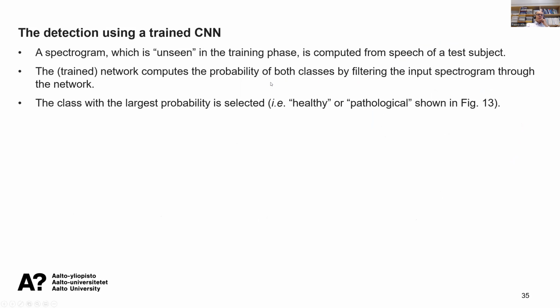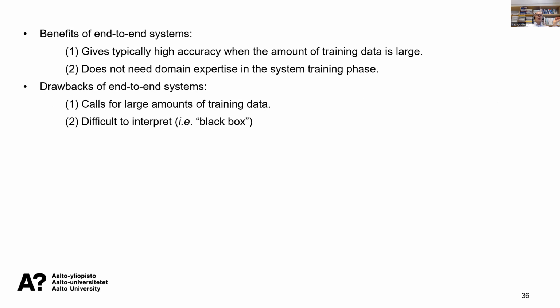So that's the way it happens. It's a very effective technique. It gives good accuracy. However, it unfortunately typically calls for large amounts of training data. And this is one of the key problems in our study area, that we unfortunately don't have access to large amounts of training data. And therefore, these classical pipeline systems might still be more attractive or better systems nowadays.